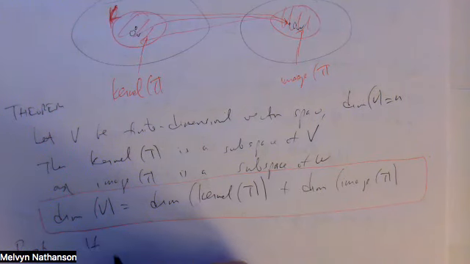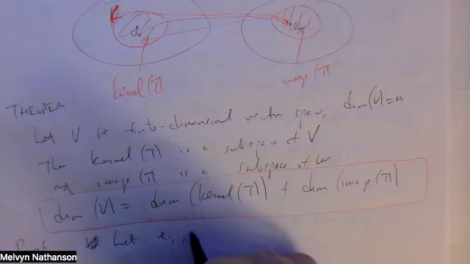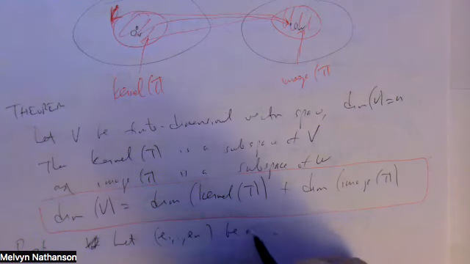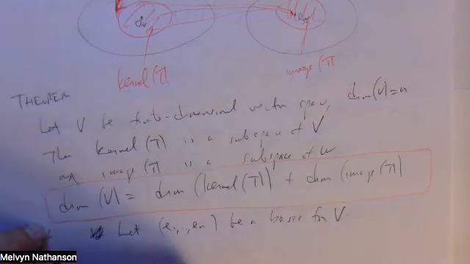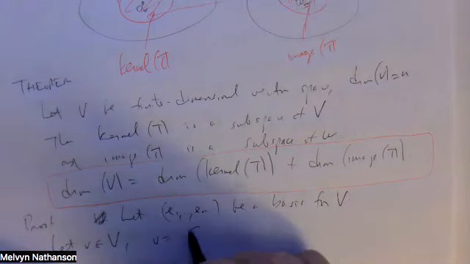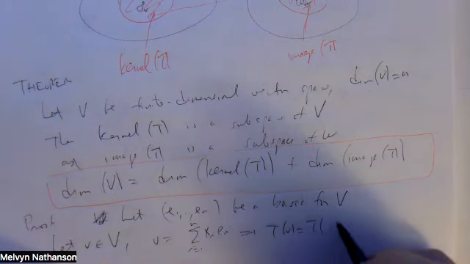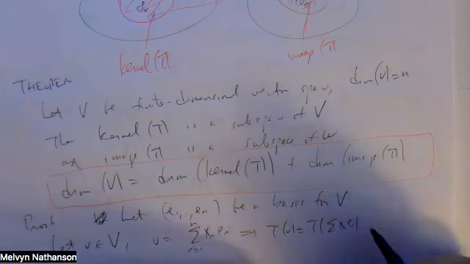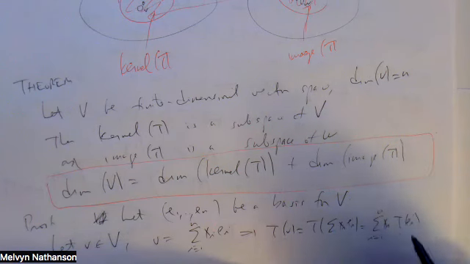So suppose we let E1 up to En be a basis for V. Let V be any vector in the vector space V. Say V is the summation of xi ei, i goes from 1 up to n. So T of V is T of the summation xi ei, which is the summation xi T of ei, i goes from 1 up to n.